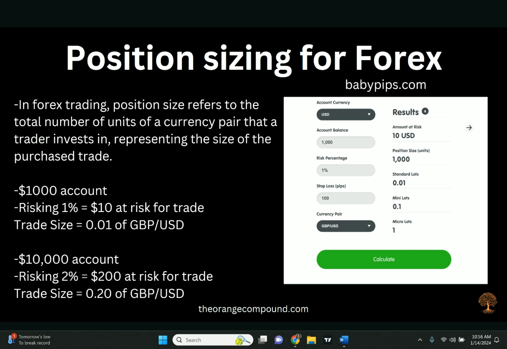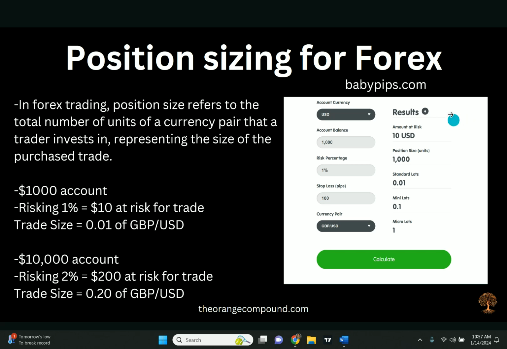Now GBP USD is just a pair that you can trade. There's so many different currency pairs you can trade in Forex. I'll make sure to have a whole other video series about Forex, but this is just for an example. The second example is a $10,000 account, risking 2%, $200 at risk for that trade, equals a trade size of 0.20 lots of GBP USD.